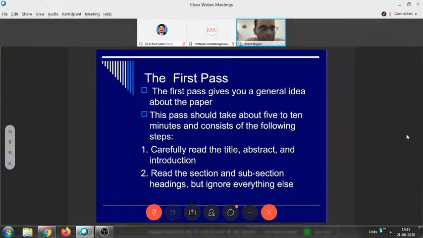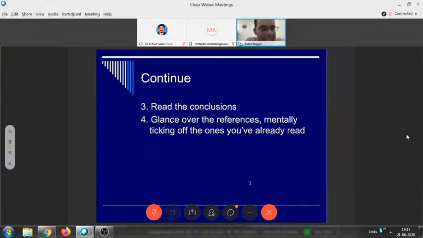Now you can answer my question: sir, even though I have published a paper in a 5 impact factor journal, why is my paper not getting cited? Because of this, because your paper is out from the first pass. And if your paper is getting cited, yes, it is coming to the third pass. Now read the conclusion and just have a glance over the references.